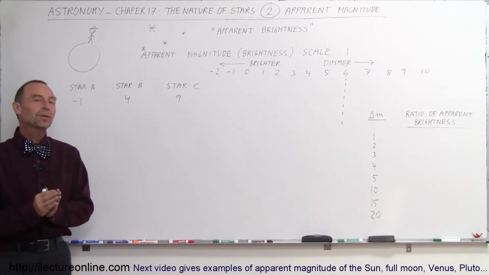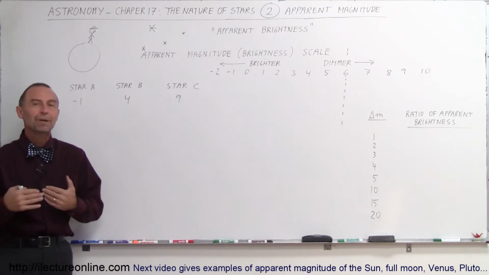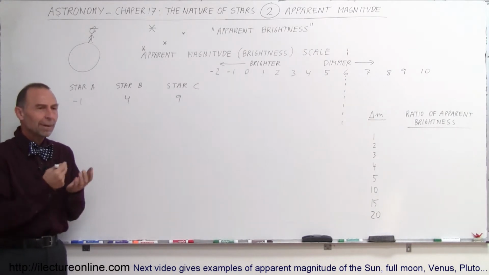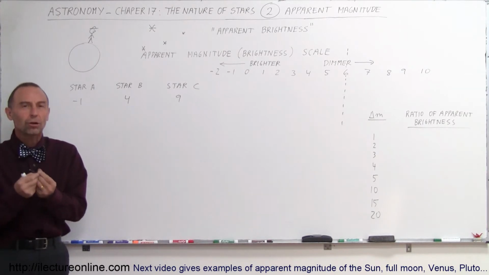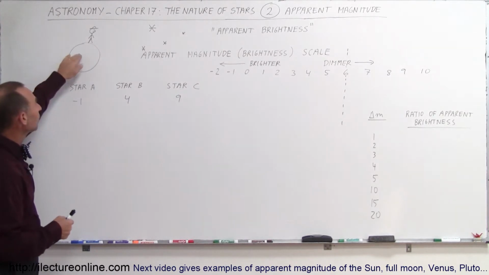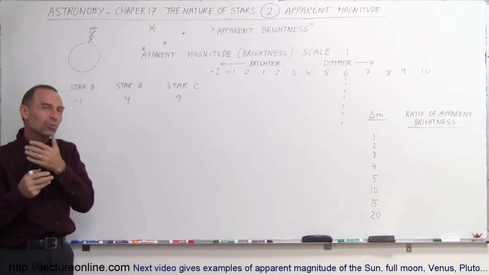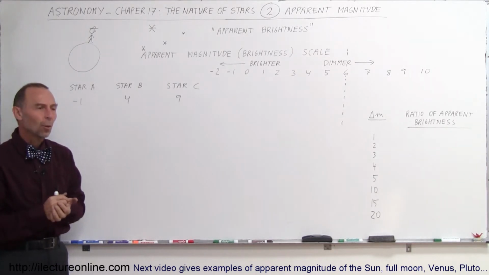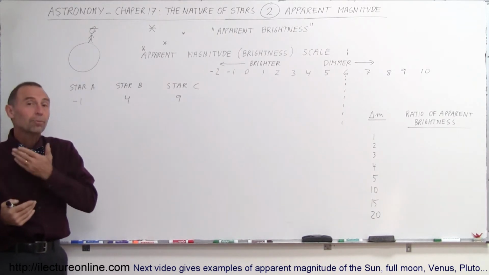Okay, welcome to Lecture Online, and let's talk about the apparent magnitude, or otherwise the apparent brightness of stars. The apparent magnitude is a way to determine or to be able to communicate how bright a star appears. When we go out at night looking at the stars, we'll see some very bright stars, some very dim stars. Some stars can barely be seen.